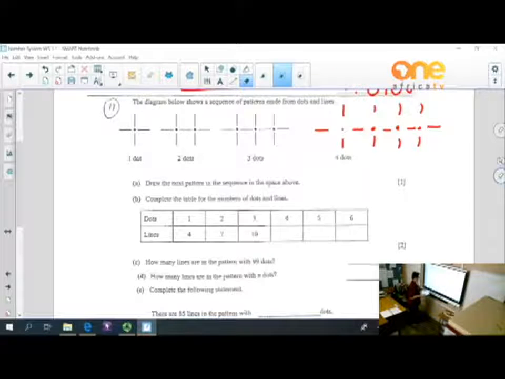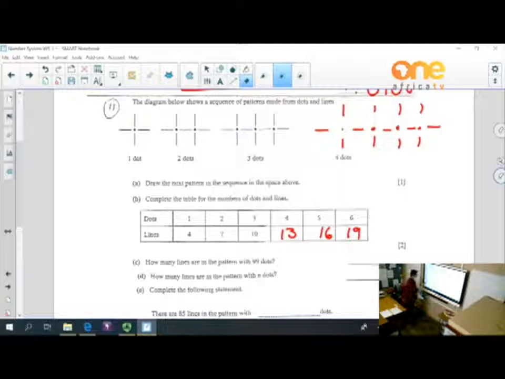Okay, then they say complete the table for the numbers of dots and lines. So dots we have now, and here we have to find a pattern. And you can see that every time it is 3 more. So this one will be 13, 16, and 19. How many lines are in the pattern with 99 dots? So you have to find that pattern there.